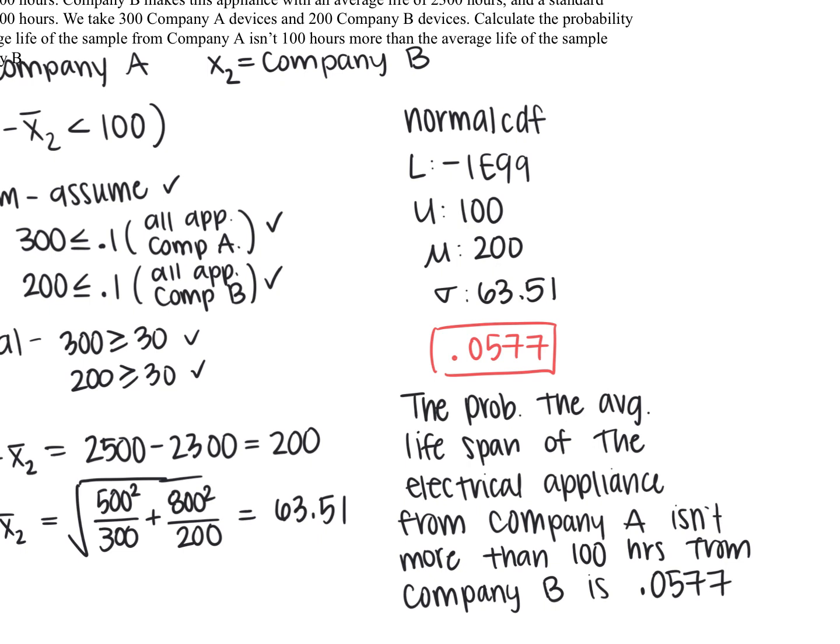So not a very high probability. Pretty low chance that it isn't more than 100 hours. Which probably tells us that the electrical appliance from company A does last longer than the one from company B.